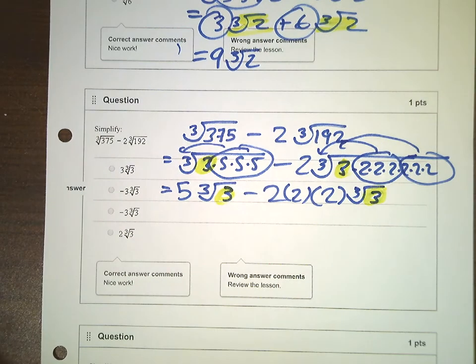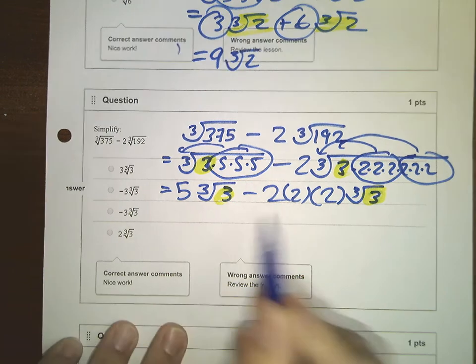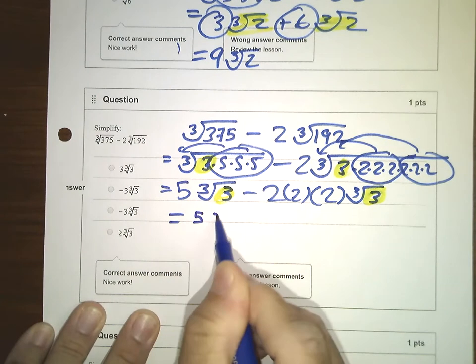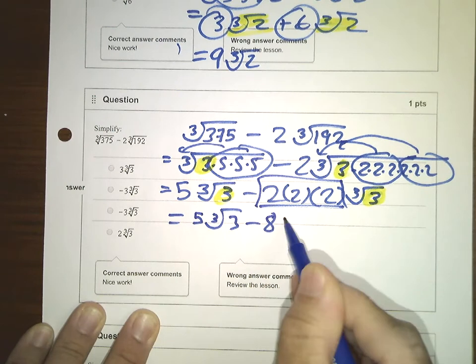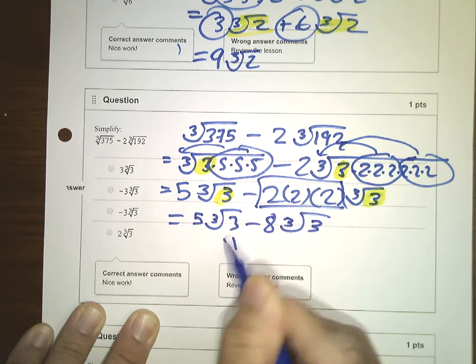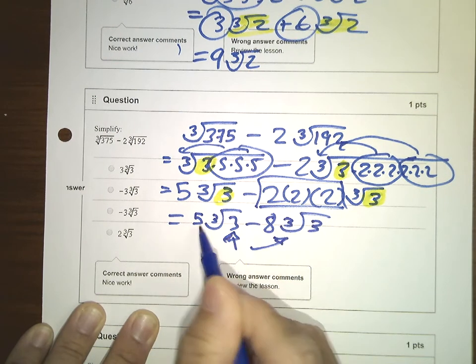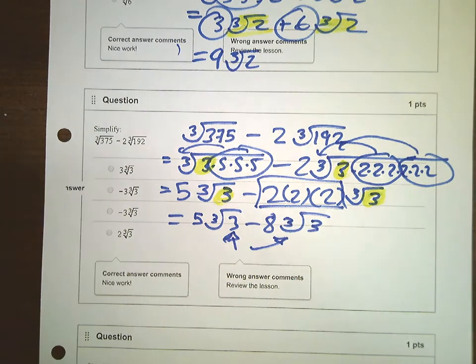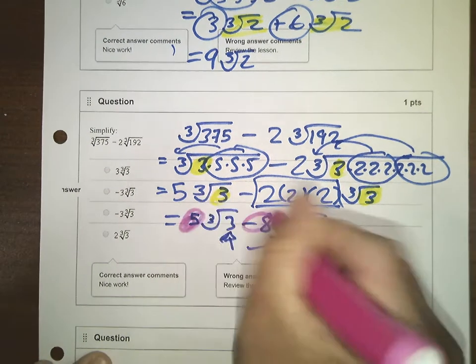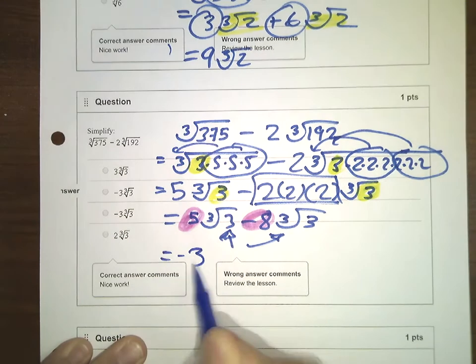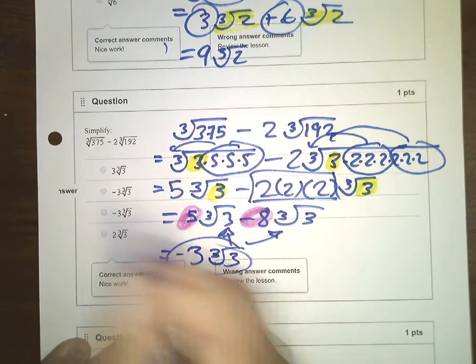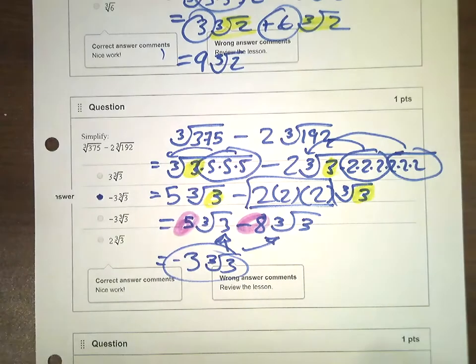And then I just go ahead and I simplify. So 5 cube root of 3, and then 2 times 2 times 2 here is 8, so minus 8 cube root of 3. And these are like radicals now, so 5 cube root of 3 minus the 8 cube root of 3 will be negative 3 cube root of 3. So negative 3 cube root of 3. There's my final answer. What a time to be alive.